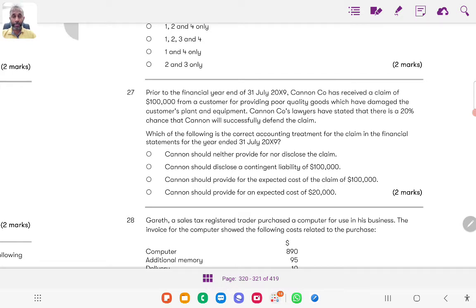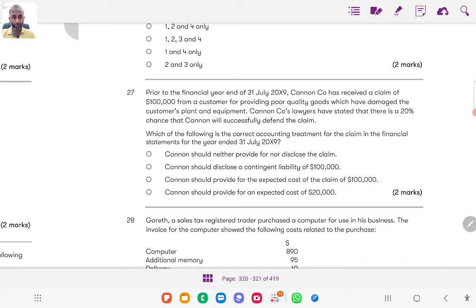Accordingly, when you talk about a provision, there are 3 conditions they are looking at. One is probable outflow. When you say probable outflow, it must be more than a 50% chance. Number 2, the obligation should be legal or constructive. Third one, reliable estimate. If you meet all these 3, then this falls into a provision, and then you need to pass a double entry.